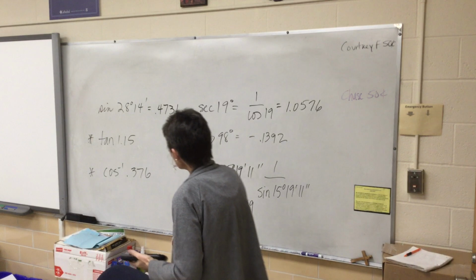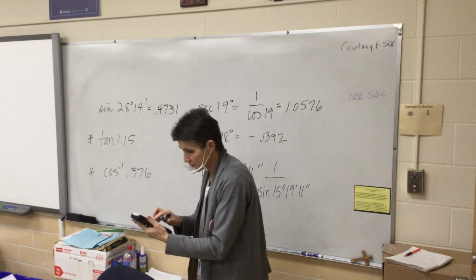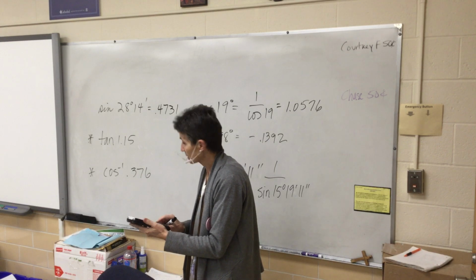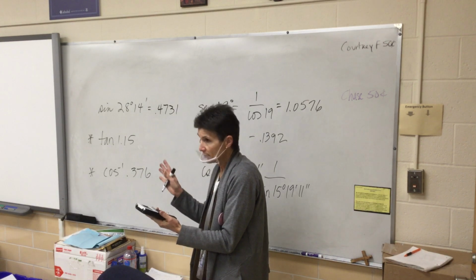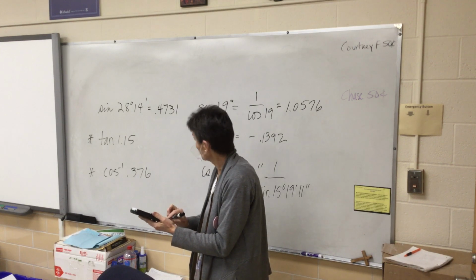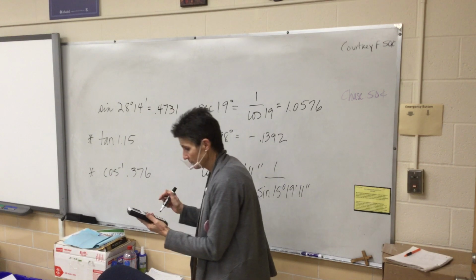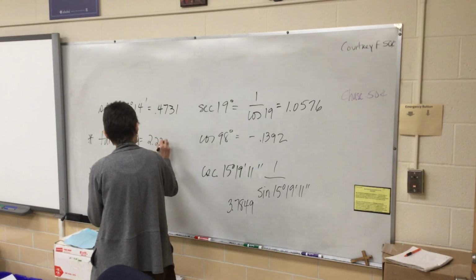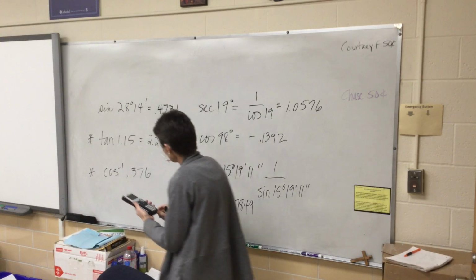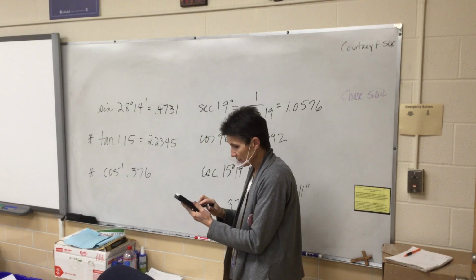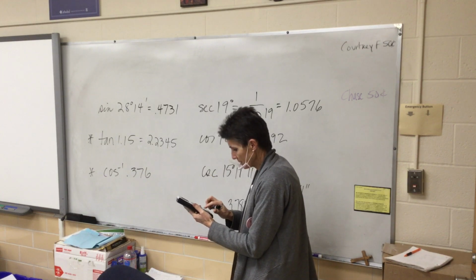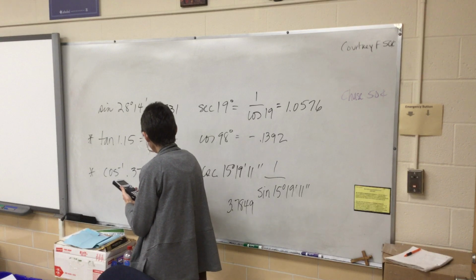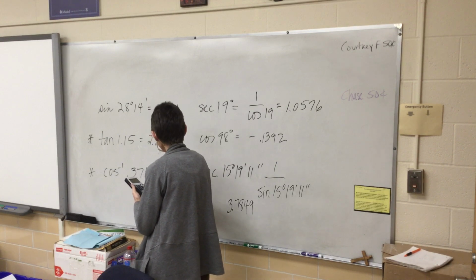All right, we said these were radian problems, so I'm going to change my calculator into radians. Once I'm changed, it's easy. Tangent 1.15 is 2.2345. And secant of 0.376 is 1.1853. Done.